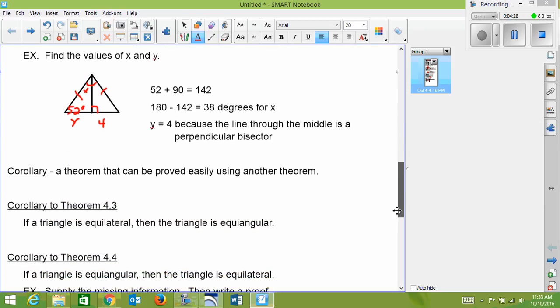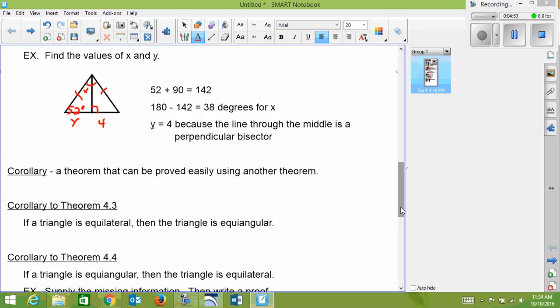Corollary, a theorem that can be proved easily using another theorem. So the corollary to theorem 4.3: if a triangle is equilateral, then the triangle is also equiangular. What does that mean? It means if all three sides are equal, all three angles also have to be equal.